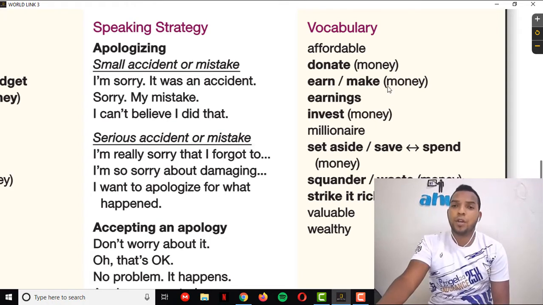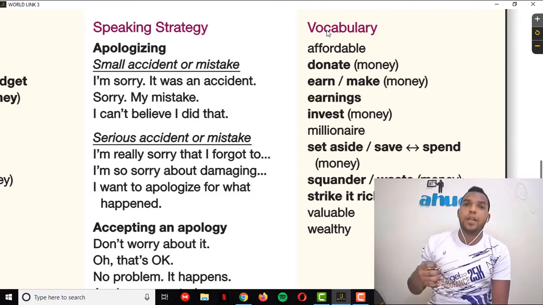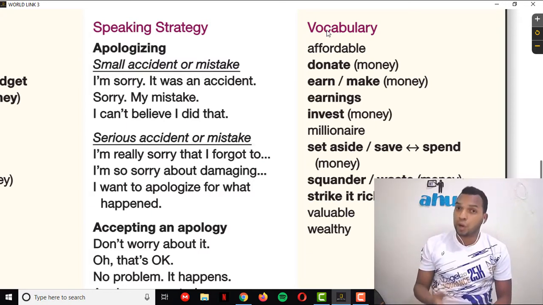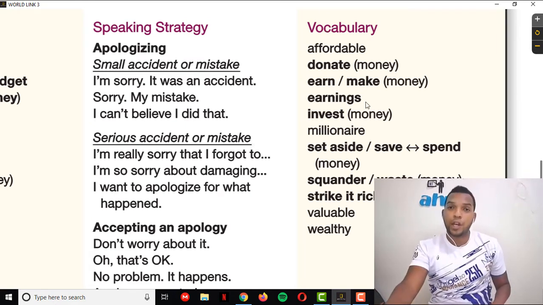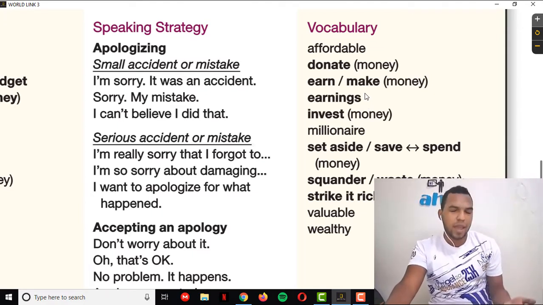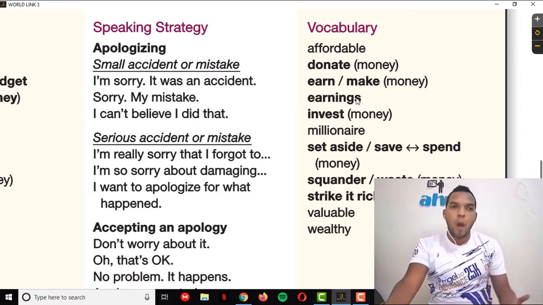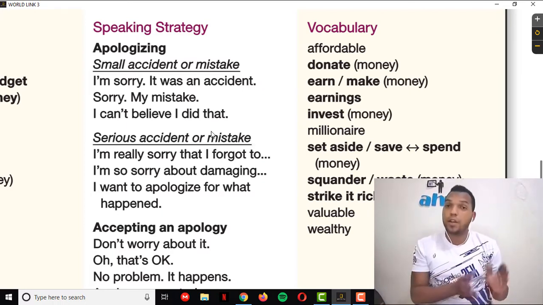Another one is earn money, make money. The two of them, as you see, have the same meaning. When you earn, you receive money. If you want to earn money or make money, you just have to work. Earnings is considered the money that you earn or that you make. So if in one month you can make, let's say, 20,000 pesos, your earnings are those 20,000.